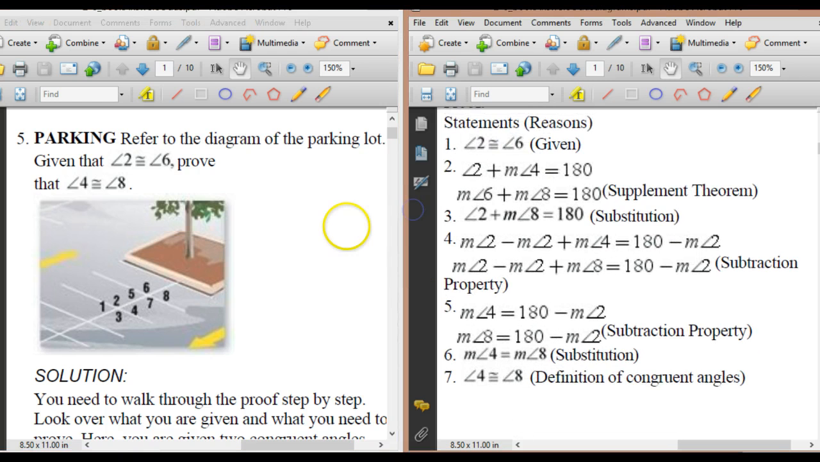So in our next step, substitution. Measure of 4 is equal to measure of 8. And then finally, anytime two things have the same measure, they're called congruent. So if the measure of 4 is equal to the measure of 8, then angle 4 is congruent to angle 8 by the definition of congruent angles.